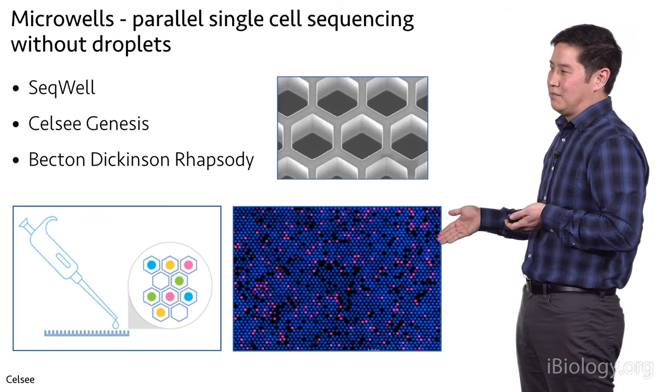So single-cell sequencing does have some disadvantages. It is lower throughput and more expensive compared to flow cytometry and mass cytometry. With those methods, you can easily analyze hundreds of thousands or millions of cells at a time.